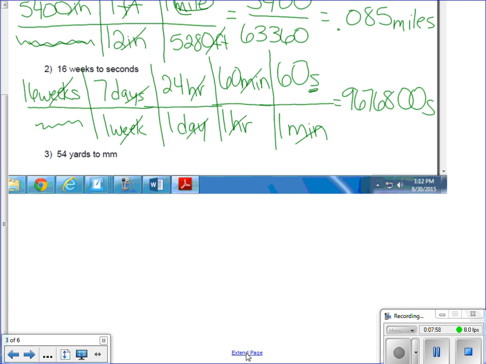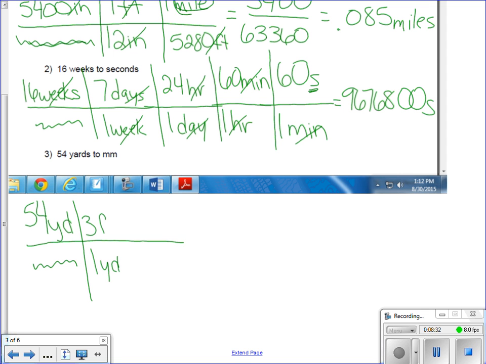All right. Number 3, 54 yards to millimeters. So 54 yards. It's not yards per something, so I can mark that box out. So what do we know about a yard? We've got to get to something we can use. In 1 yard, there's 3 feet. So I have yard on top. I need to put yards on bottom so that I can get rid of it, so it'll cancel. So 1 yard, 3 feet.